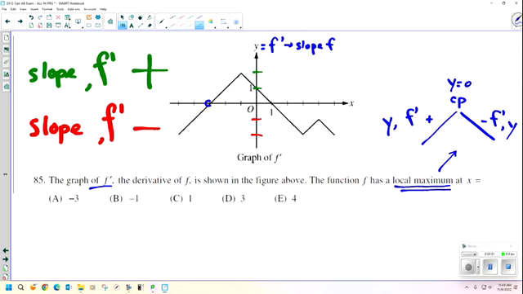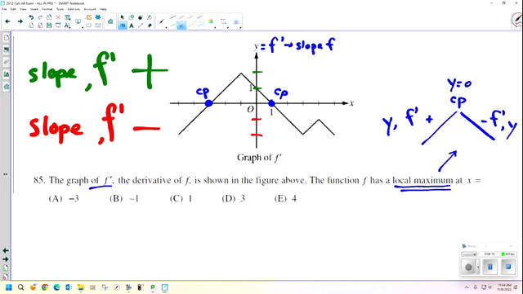Meaning, right here, that's a y equals 0, so that's a critical point. And right here, it's a critical point. Okay, it's where y equals 0. All right, it's where my first derivative is equal to 0. That's the definition of a critical point. And that's where we can possibly have mins and maxes. All right, so let's look.